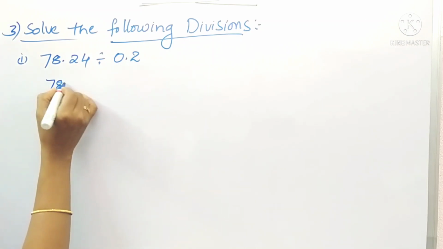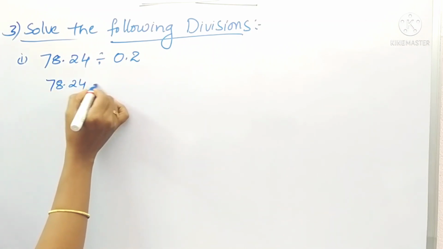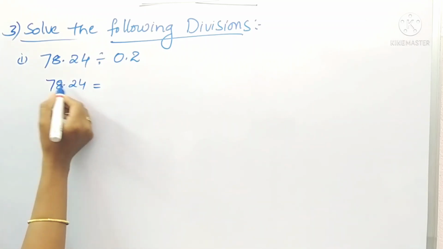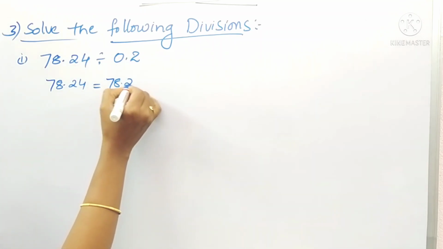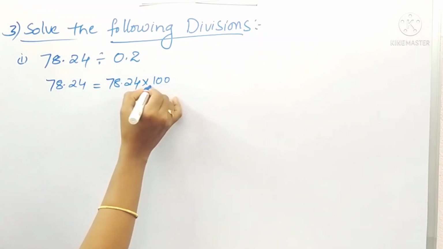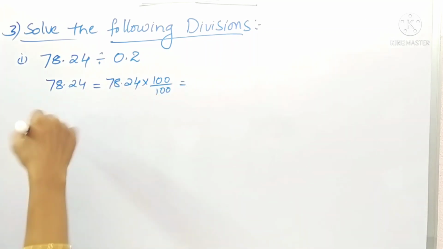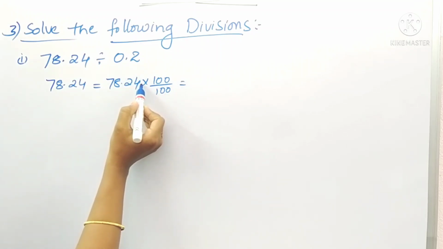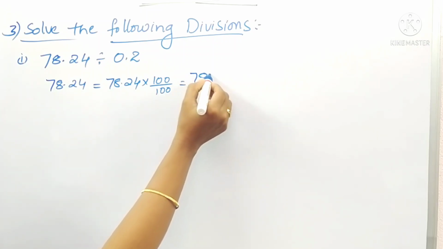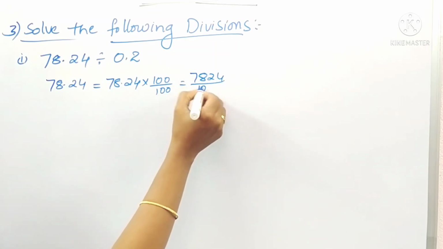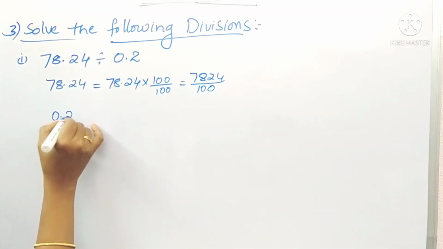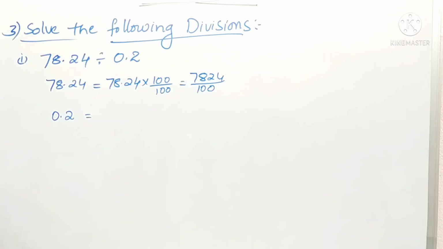So in our previous problems I told you, take this 78.24 and convert it into a fraction. Here 2 digits are there after the decimal point, so multiply by 100. Whenever you multiply with 100, there are 2 zeros after 1, so the decimal point moves 2 places to the right. So it will become 7824 by 100.